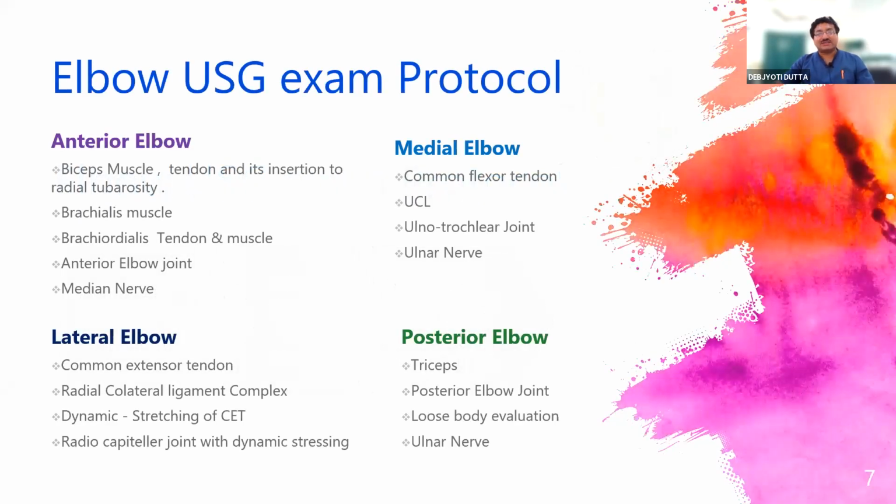So this is the chart that shows what are the important things that should not be missed in the anterior elbow, lateral elbow, medial elbow, and posterior elbow. So what we are going to see in the anterior elbow, it is the biceps muscle, tendon, and its insertion to the radial tuberosity. Okay, but remember this condition is not very common, so today we will not be discussing this very much here.